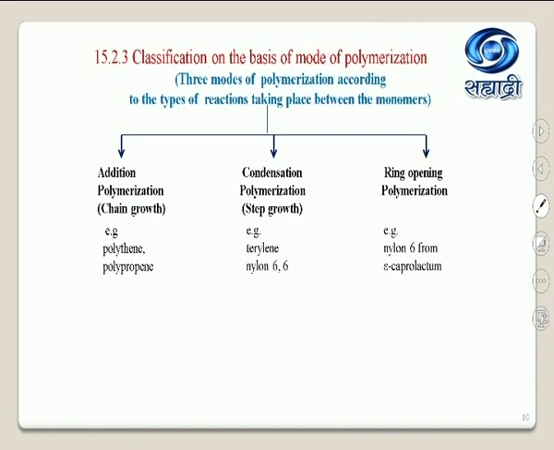That is addition polymerization, for example, polythene, polypropene. These are also known as chain growth polymerization. Condensation polymerization, which is also known as step growth polymerization. Ring opening polymerization, for example, nylon 6 from epsilon caprolactam. Let us see one by one.